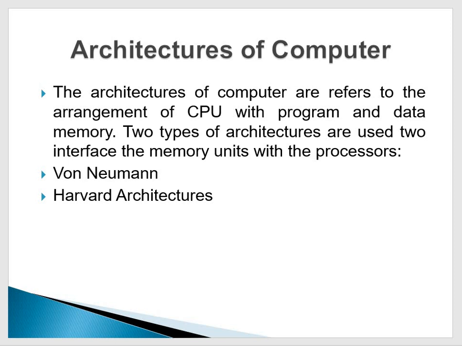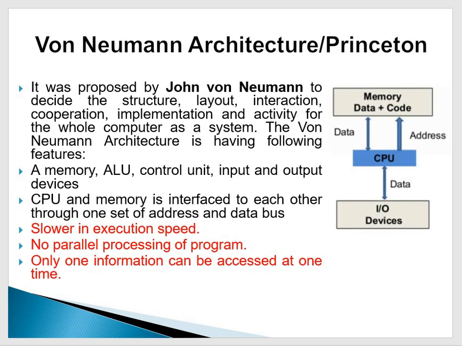So basically there are two types of architecture which are used to interface the external memory with the CPU. These two types are von Neumann and Harvard architecture. What will be the basic structure of address, data and control lines required to interface the CPU with the external memory? So we will discuss one by one. First of all, we will discuss the von Neumann architecture.